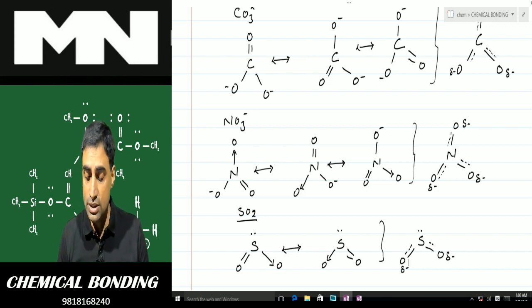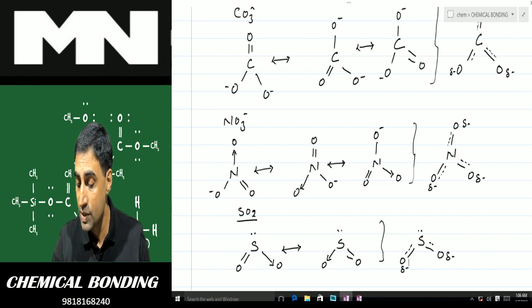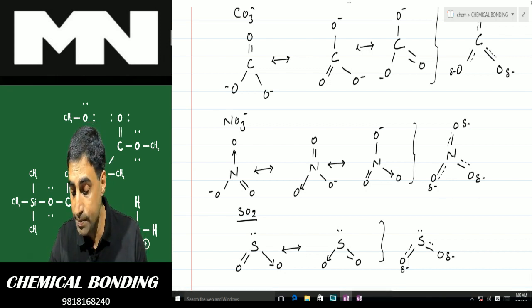So in today's class, what we did: dipole and dipole moment. We talked about coordinate bond. We talked about resonance. In the next coming class, we'll be doing the drawbacks of valence bond theory and molecular orbital theory along with formal charge. So this is what we were scheduled for today.